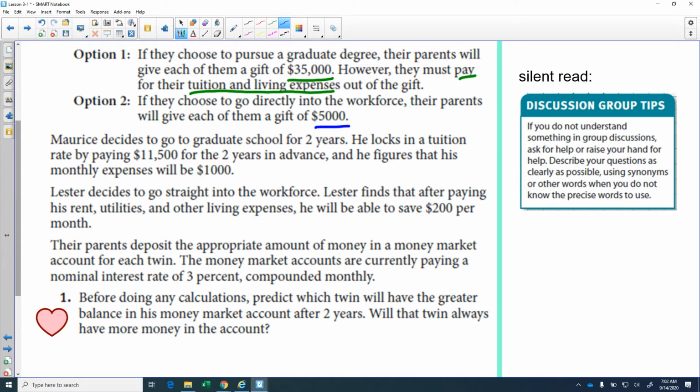Maurice decides to go to graduate school for 2 years. He locks in the tuition rate by paying $11,500 for the 2 years. He figures that his monthly expense will be $1,000. So he has a $1,000 monthly expense, and he paid the $11,500 straight up. Lester decides to go straight into the workforce. Lester finds that after paying for his rent, utilities, and other living expenses, he is able to save $200 per month. Okay, so Lester's going to be saving $200 per month, while Maurice has to pay to get his graduate degree.